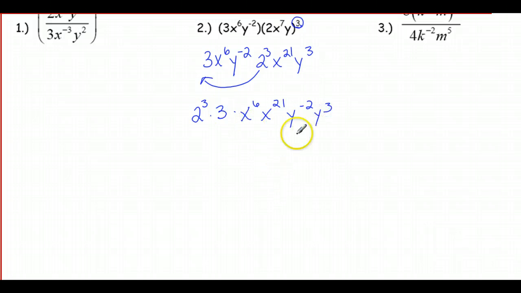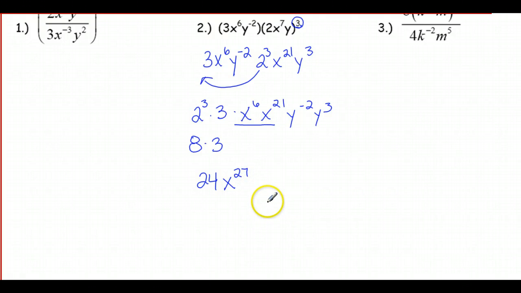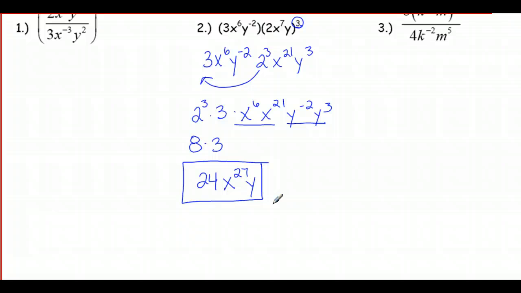Alright, now that I've done that, it makes this a little bit easier. I have 2 cubed, which is 8 times 3. Which I could just go right to saying, alright, we've got 24. Now I'm going to look at my x's. 6 plus 21 makes x to the 27th. And here, if I combine my y's, I'm going to get rid of that negative exponent, because negative 2 plus 3 becomes a positive y. So our answer is 24 x to the 27th times y.